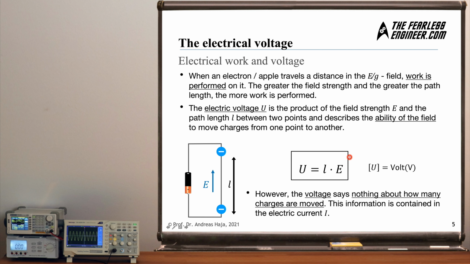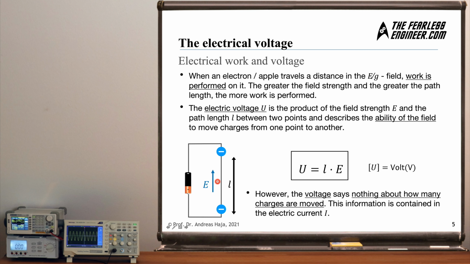And the electric voltage U, which we want to define now, is simply the product of the field strength E and the path length L between 2 points in space, and it describes the ability of the field to move charges from one point to another.